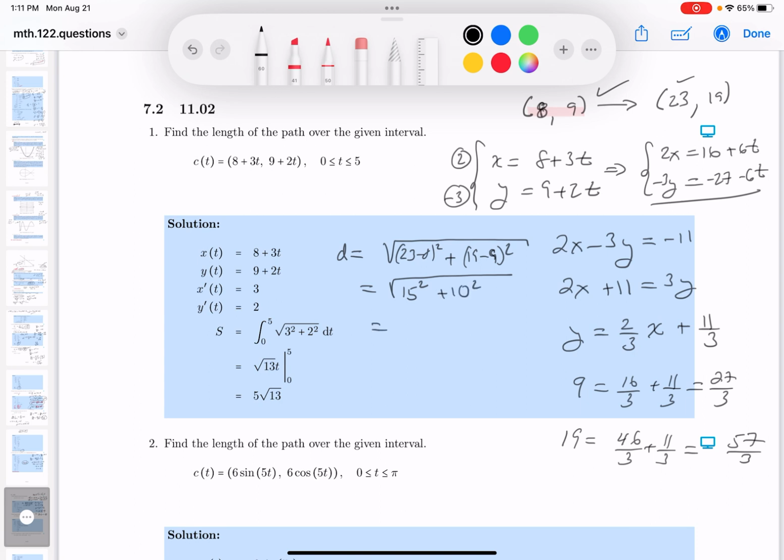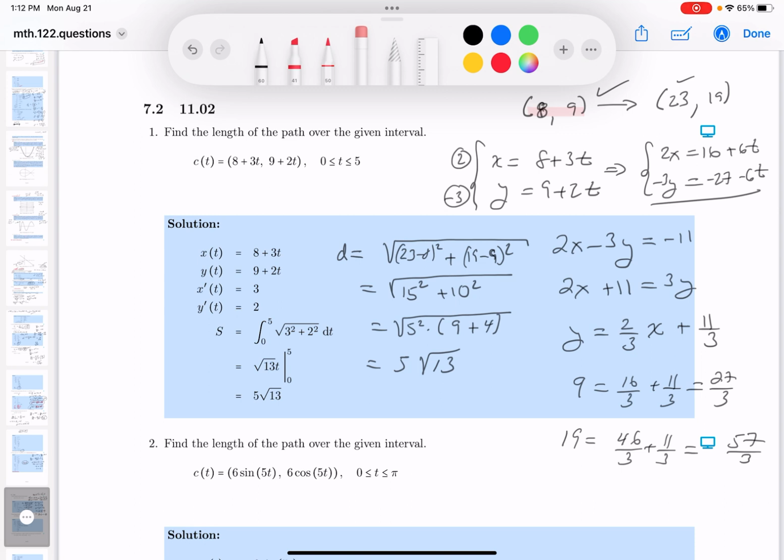15 squared plus 10 squared. I'm going to take the square root of that, right? So let's take a look at that. I'm going to do something strange here. A lot of people think it's strange anyway. I'm going to factor out a 5 squared. And what would that give us? 15 is really 5 times 3, so we get 3 squared, which is 9. And 10 is 5 times 2, so you get 2 squared, which is 4. So what do you get there? 5 root 13, because 9 plus 4 is 13. So that's the distance between those 2 points.